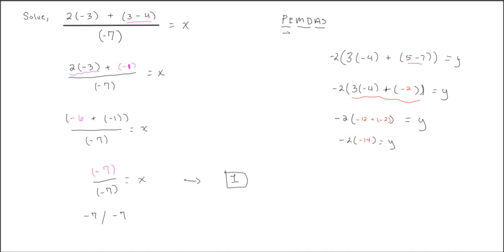And then we have -2 times -14. We have a negative times a negative. That'll give us a positive. And then 2 times 14 gives us 28. So y, in this case, gives us a positive 28.